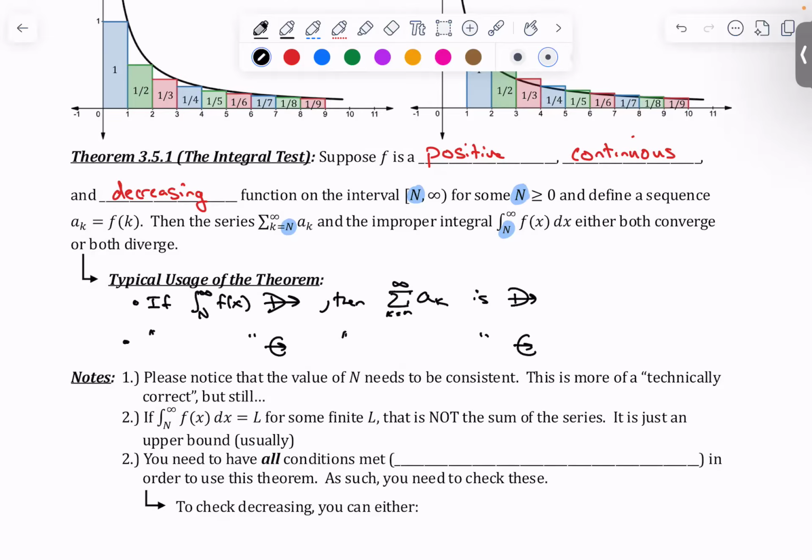Just to save on time, quotation marks meaning the same thing repeated, just changing the words to convergent instead. So what you're trying to do is figure out whether or not the improper integral converges or diverges. And if it does, then you know your series results in it. And as my notes said, and I already mentioned above, the n needs to be consistent.